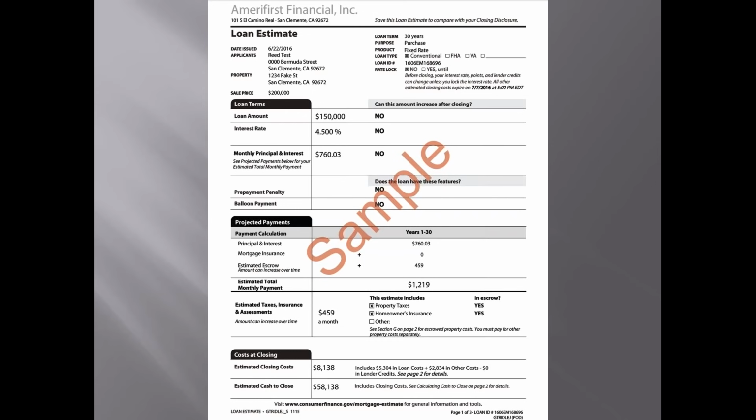Now, even if you don't want to impound your taxes and insurance. So I'll explain now what impounds is. Impounds is if you would like to pay a monthly portion of your property taxes and a monthly portion of your homeowner's insurance with your monthly principal and interest payment each month. It's basically a forced savings account.